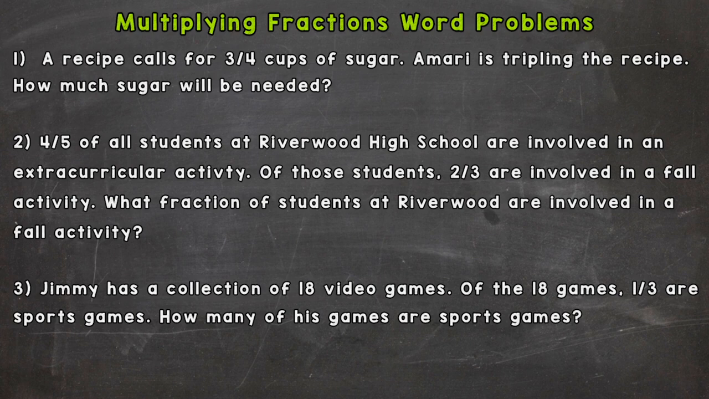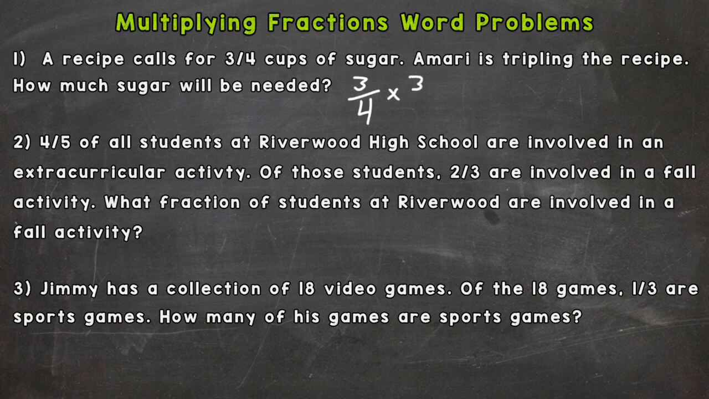So let's jump right into number one, where we have a recipe calls for 3/4 cups of sugar. Amari is tripling the recipe. How much sugar will be needed? Well, Amari has 3/4 of a cup, right? And she is tripling. So that means to multiply by 3.